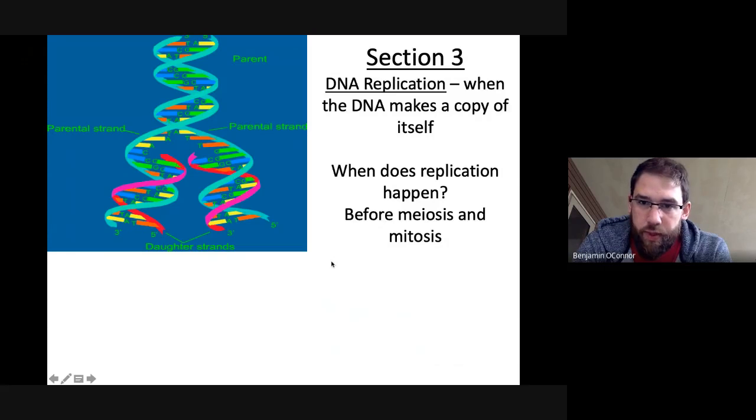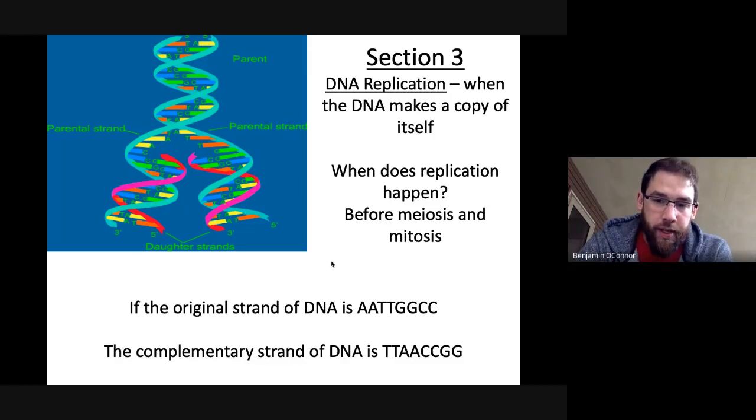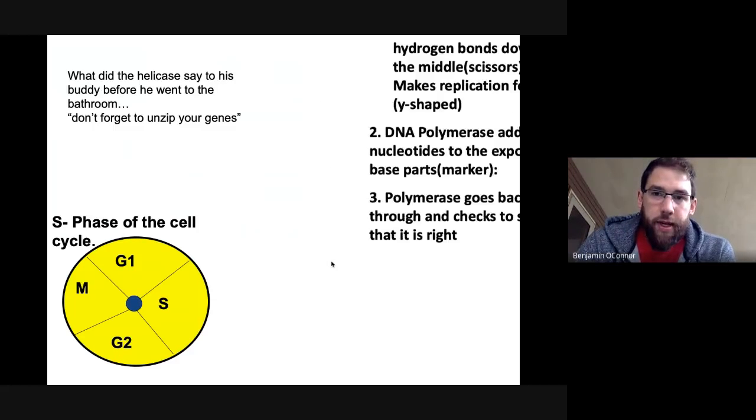Before meiosis and mitosis, the original strand of DNA is A-A-T-T-G-G-C-C. And so we already know, without me progressing through the PowerPoint, the complementary strand following this, and this is part of the DNA practice on the graded work for this week. If it starts out A-A-T-T, you know the complementary strand is going to be T-T-A-A and then go C-C-G-G, right, like so. All right, so just a little bit on the S phase real quick.